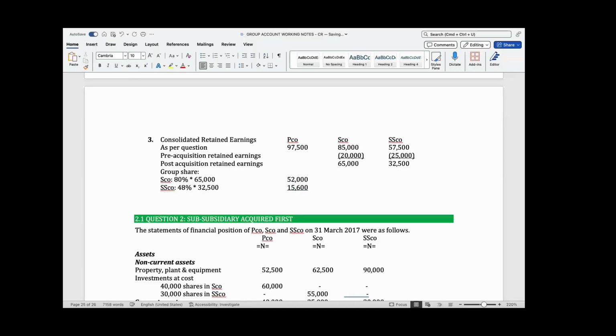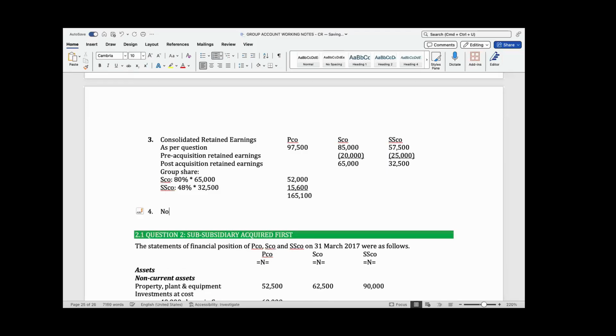So what's the consolidated retained earnings? 67,600 plus this 97,500. Okay, 165,100.